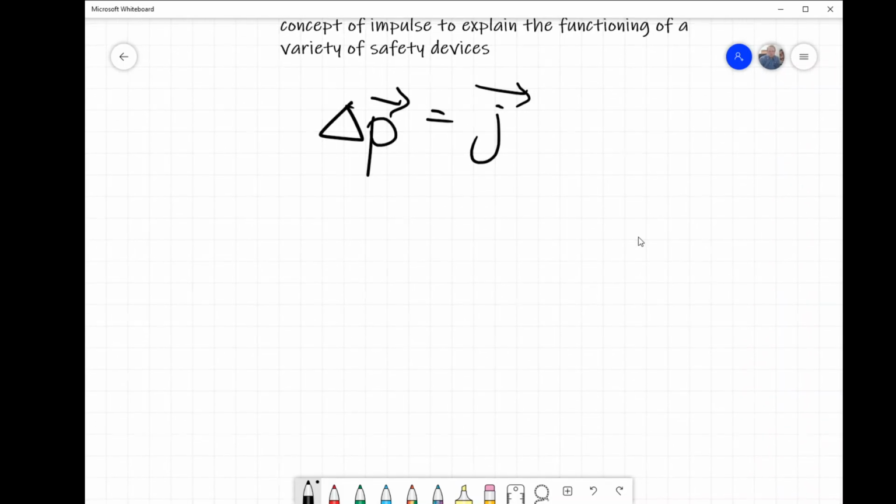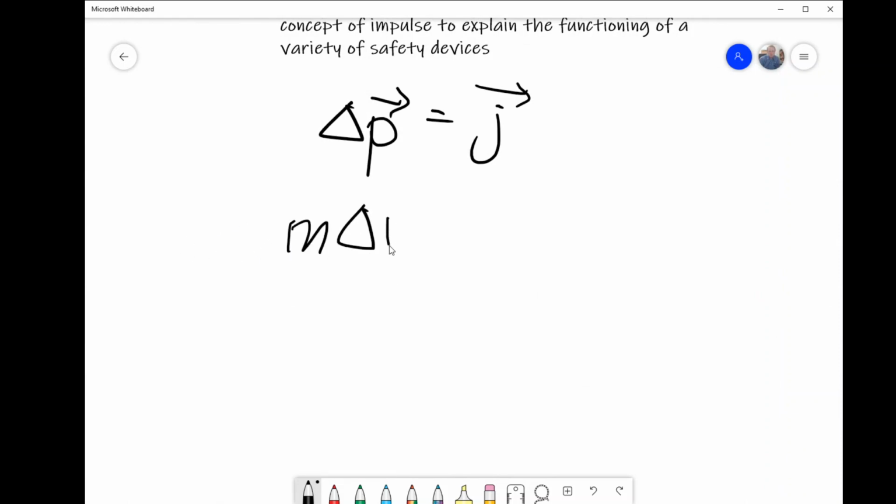Change in momentum is impulse, which in cases where mass is constant, so if you're not a rocket burning fuel or something like that, it's mass times the change in velocity to produce the impulse.